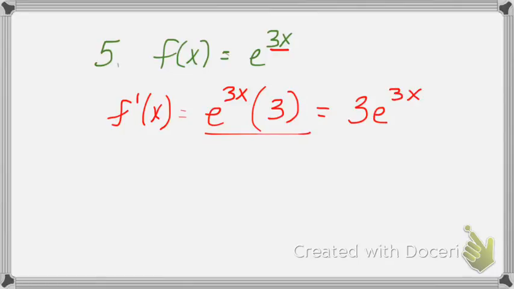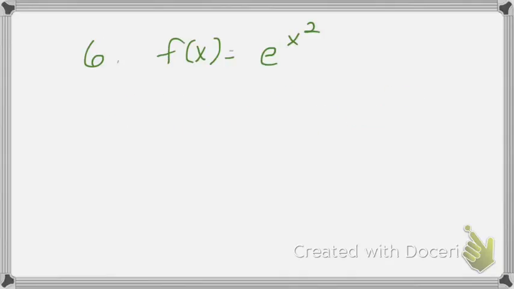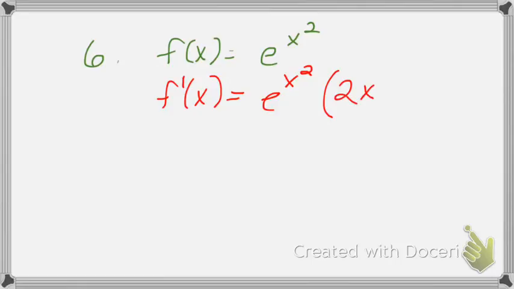So the difference is the power is not just an x. The power is something else. And you just multiply by the derivative of that. Alright. So we have e to the power. The derivative of e to a power is e to the power. But then you multiply by the derivative of the power. So then I'll multiply by 2x. We haven't had to do this before because everything has always just been e to the x.